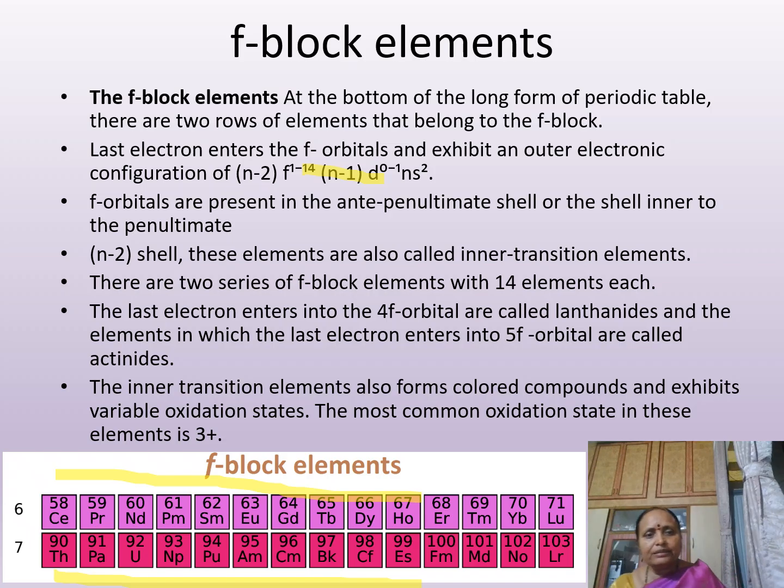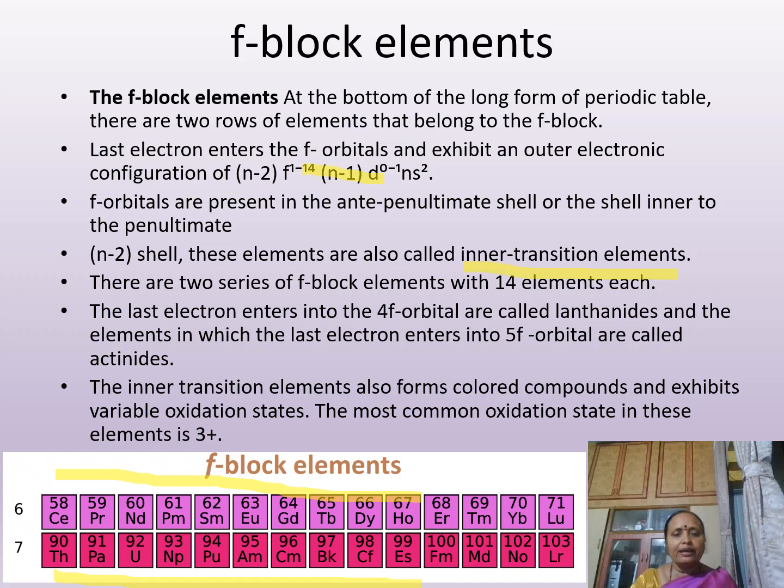Here these electrons are received in the antepenultimate shell. In s block elements, the electrons are received in the last shell. In f block elements, the electrons are received in the antepenultimate shell, inner to the penultimate shell, that is the n-2 shell. These elements are called inner transition elements because the electrons are received in the n-2 shell.